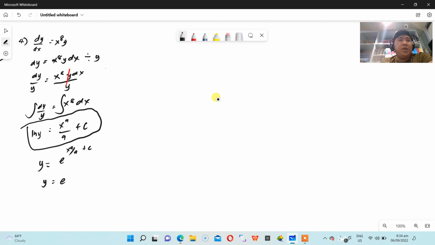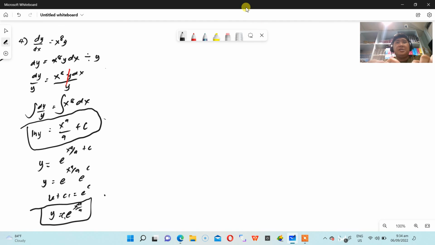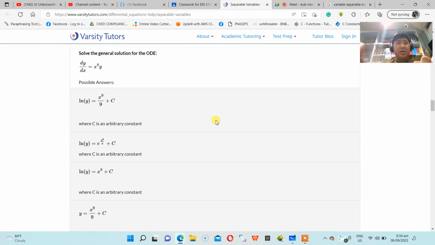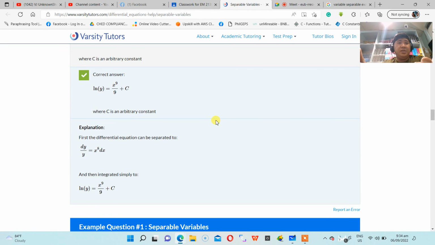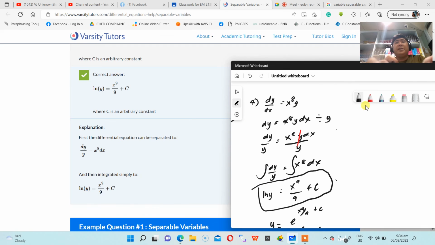And you have y equals e raised to the power of x^9 over 9 times e raised to the power of c. So let c sub 1 be equal to e raised to the power of c. So y is equivalent to c sub 1 e raised to the power of x^9 over 9. Okay, you could have this one or this one because in this case, the answer just ends there. The correct answer is just ended there. But you can still go further like this.